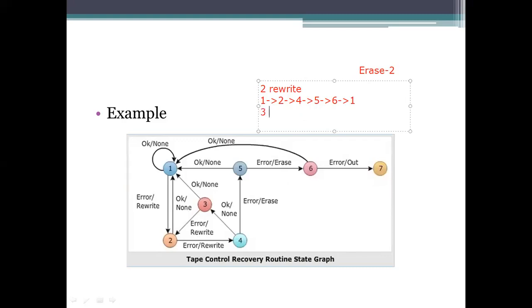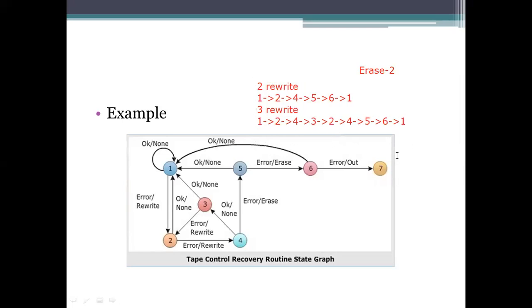So if it is 3 rewrite operations, we go 1 to 2, 2 to 4, and again 4 to 3. Here taking 4 to 3 means 3 to 2, and again 2 to 4, and we will go for the 5, and again 6, and we need to reach 1. So this is the sequence of transitions, the sequence to be followed to reach this point.